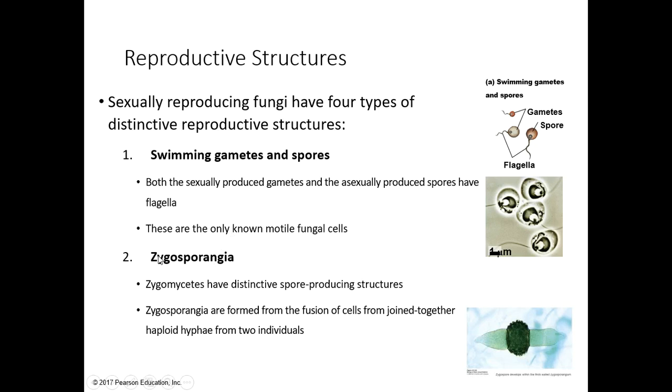Zygomycetes reproduce with a distinctive spore-producing structure called a zygosporangium. And these are formed from the fusion of cells joined together, and the haploid hyphae form from two individuals here. So when these two haploid hyphae from two individuals meet, they kind of branch out to each other. They touch and they reproduce that way. So again, two different examples here of sexually reproducing fungi.